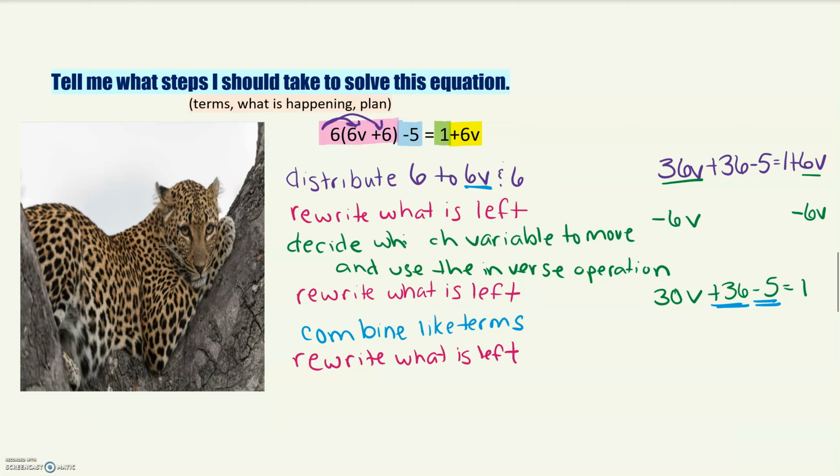I now have 30v plus 36 minus 5 equals 1. So I just finished learning that I can combine like terms. My 36 and my -5, they don't have any variables. So they're just constants. That's what we call those. And our constants can be added or subtracted just fine to combine. So I'm left with 30v plus 31 equals 1. Well, now that I rewrote what's left, I should be able to sigh.